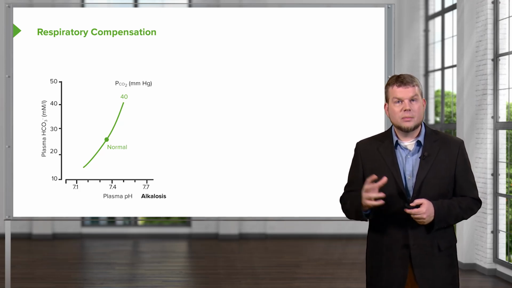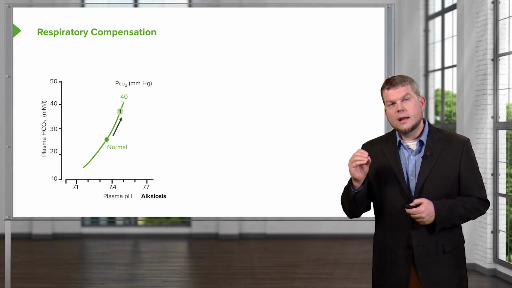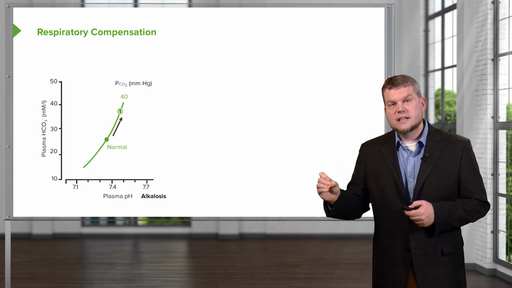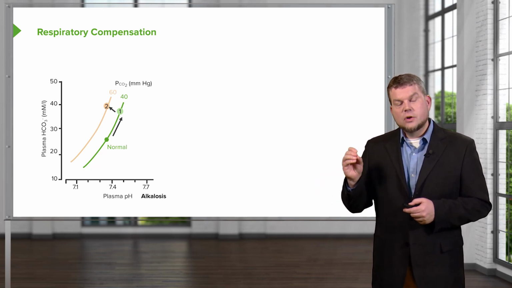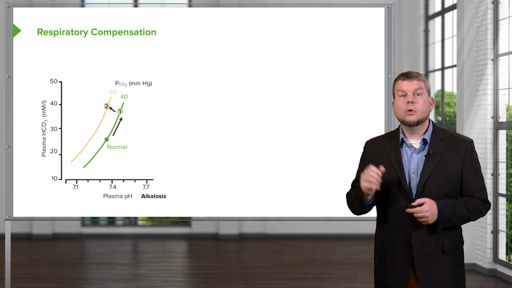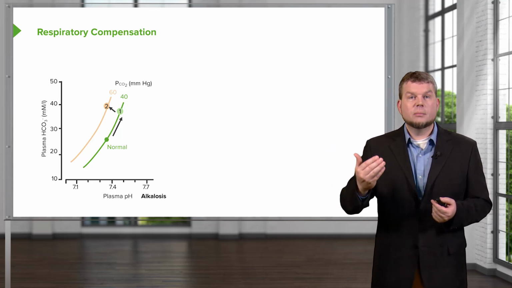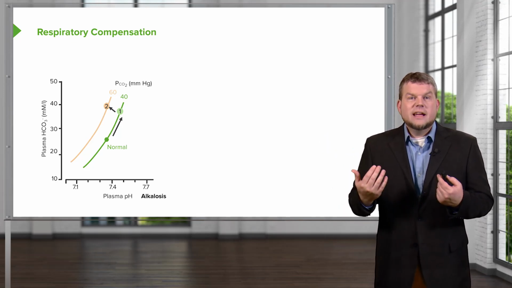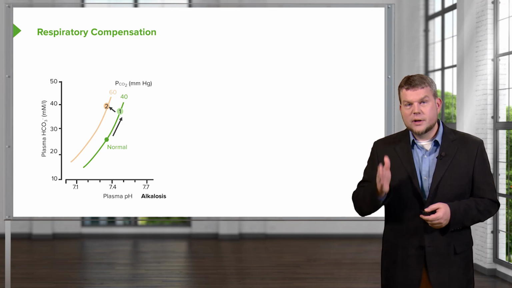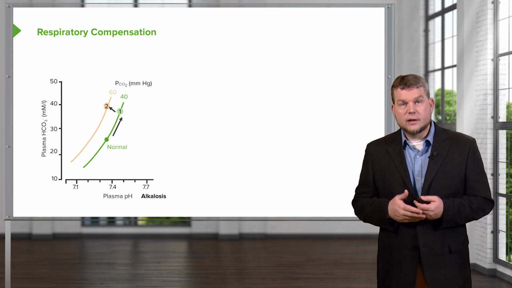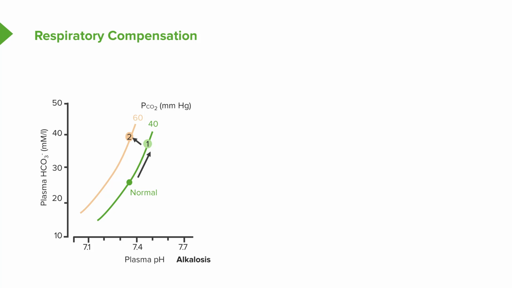Okay, let's go through these 2 problems with their appropriate compensations. A metabolic alkalosis is fixed by a respiratory acidosis. So in this case, you go from normal up the PCO2 line to number 1, and then from number 1 to number 2. Number 2 should bring pH back closer to normal. If it fully compensates, it brings it back to the original pH or to within the original pH range. This is a nice response. So you have a problem with a metabolic alkalosis, and how does the body respond to that? It decreases alveolar ventilation, which increases CO2.